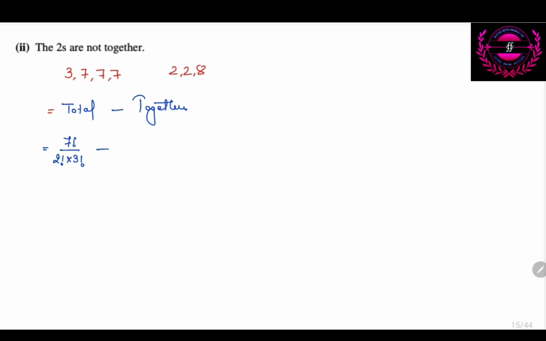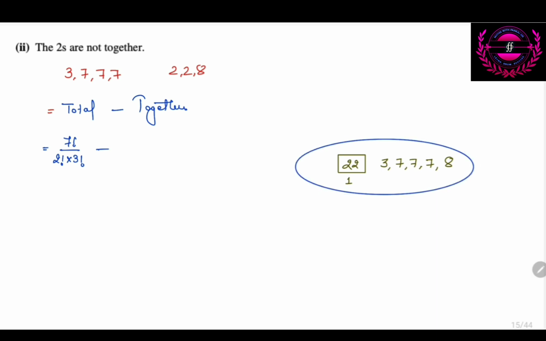See, I'll write here. If twos are together, I will take them as one digit, and the remaining digits are 3, 7, 7, 7, and 8. So I can arrange these digits. The total number of digits is 6, so 6 factorial divided by 3 factorial, as we have three 7s. I have taken both the 2s as one. So the answer is 7 factorial upon 2 factorial into 3 factorial, minus 6 factorial upon 3 factorial ways.